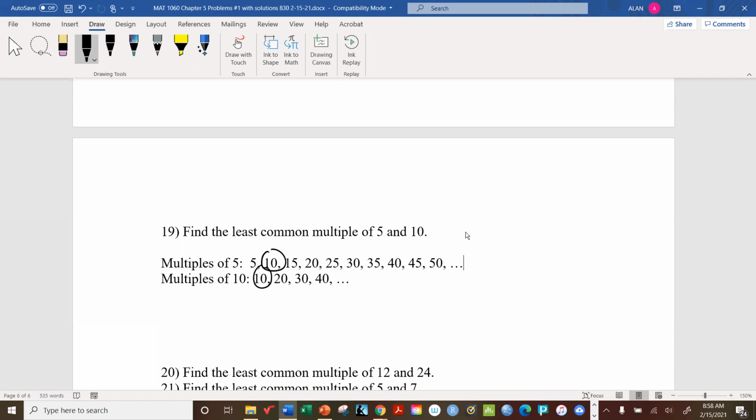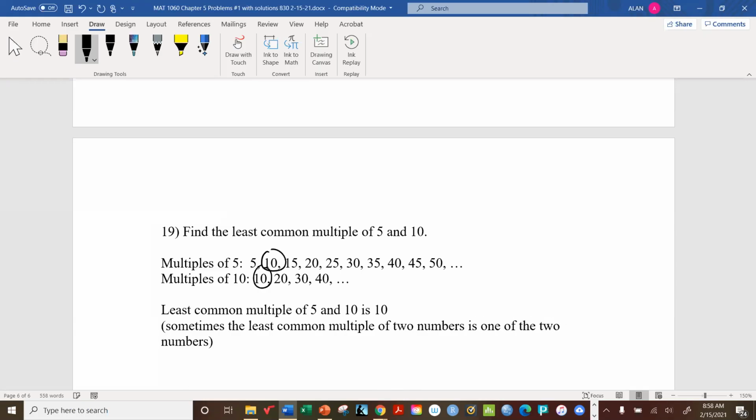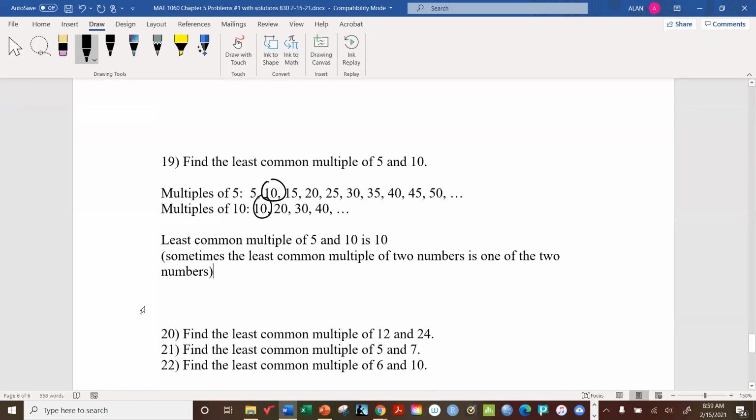So the least common multiple of 5 and 10 is 10. I'll make a note here. Sometimes the least common multiple of two numbers is one of the two numbers. It does happen, and it happened here. 10 is itself the least common multiple of both of them. Not that it happens a lot, but it does happen sometimes. And I just thought I'd throw that in there.